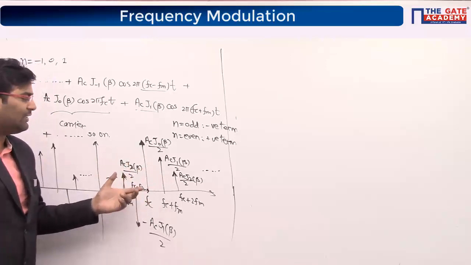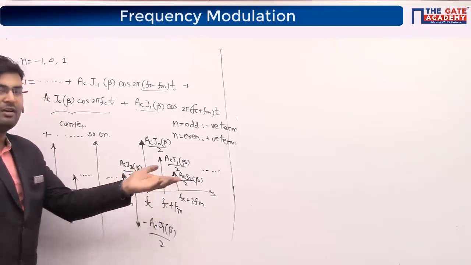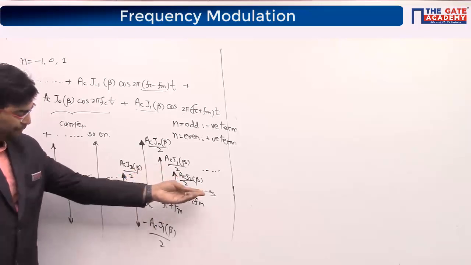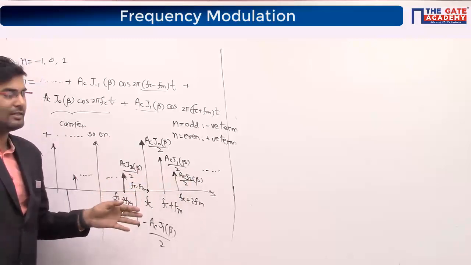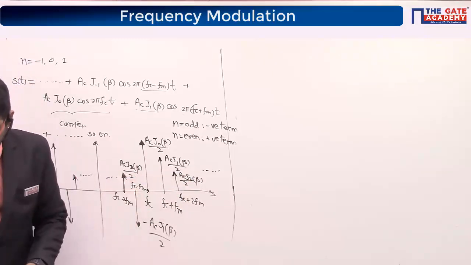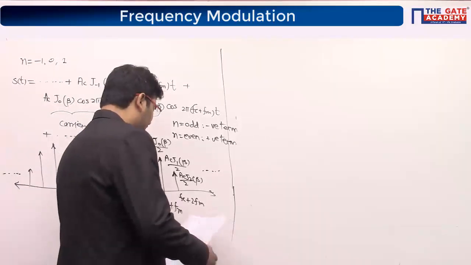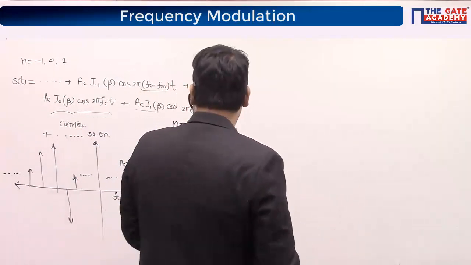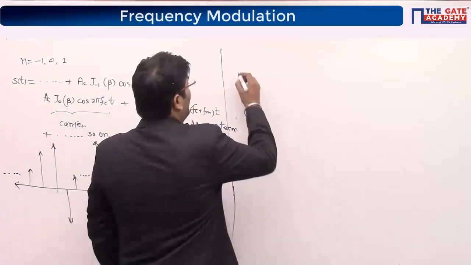So Bessel's function says that at a certain beta, as you go to higher order terms, the amplitude, or you can say the power contained in those impulses, is negligible. So what we'll do, we'll ignore those higher order terms, and then wideband will become a little more practical. So write that comment.